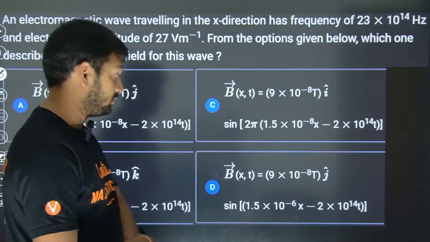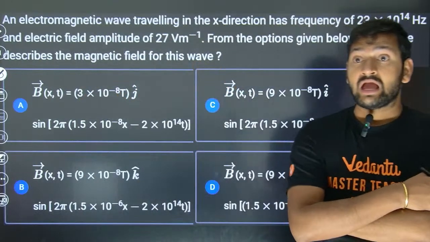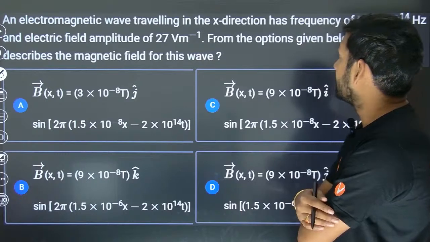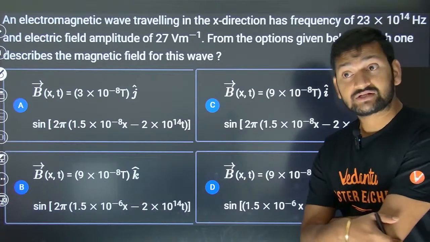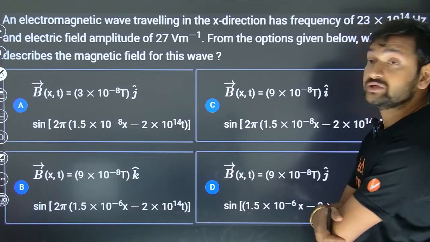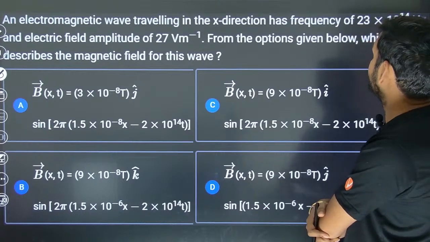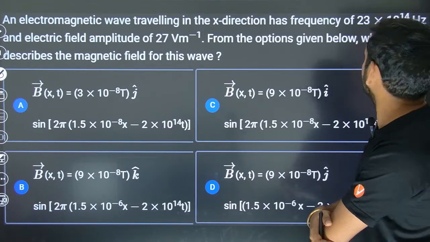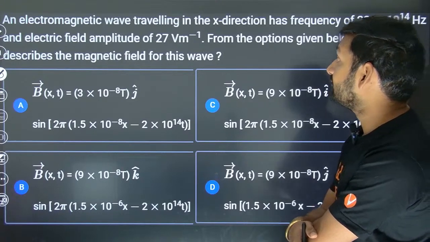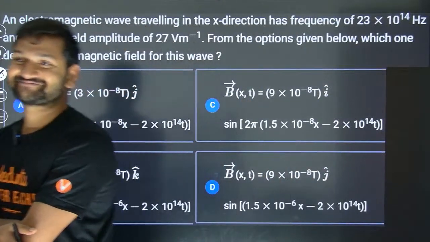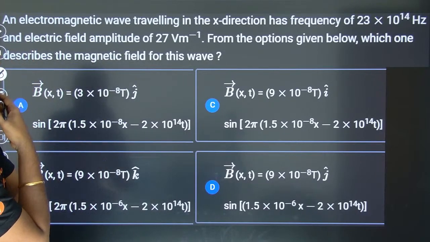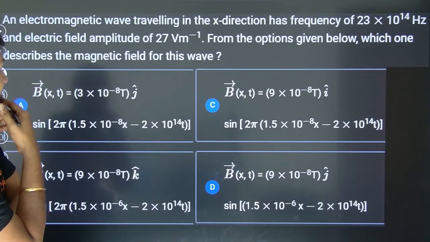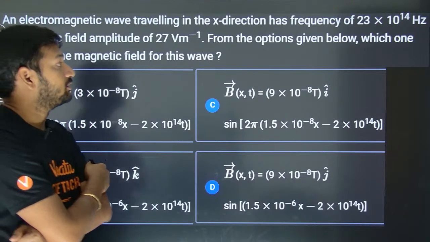Now look at this question. An electromagnetic wave traveling in x direction has frequency of 23 into 10 to the power 14. They gave the frequency, and the electric field amplitude is 27 volt per meter. From the options given below, which one describes the magnetic field for this wave? No information about the directions has been given, right? So we just need to talk about frequency.